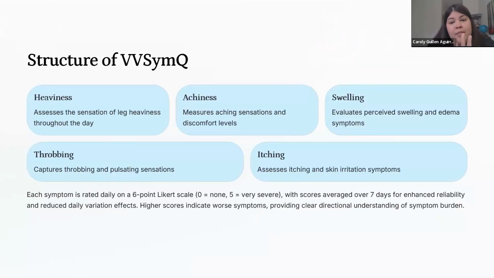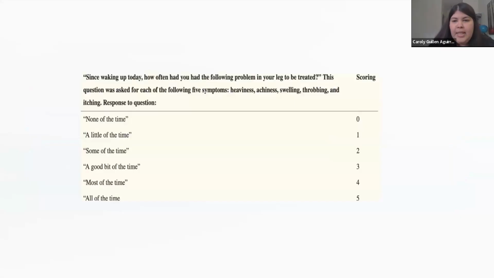It focuses on 5 symptoms: heaviness, achiness, swelling, throbbing, and itching. But I wanted to highlight here that the VVSYM-Q is actually a proprietary tool. That means that you have to pay a license fee to use it. So the Vascular Quality Initiative has gotten around this by using the HASTI version, or the HASTI score, which is the same: heaviness, achiness, swelling, throbbing, and itching. This is an example of the score.